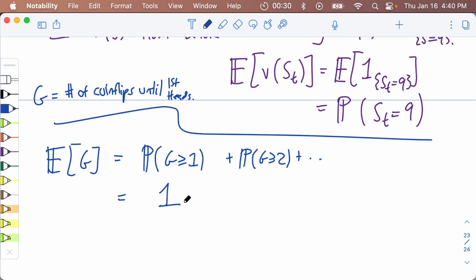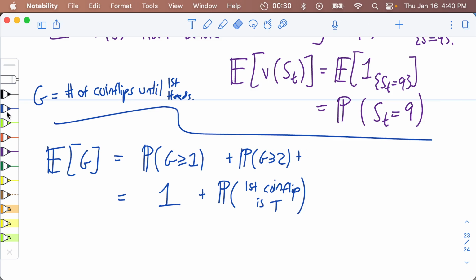What about the probability G is bigger than 2? That means you needed at least 2 coin flips. Well, it must have been that the first coin flip was not heads, right? If the first coin flip was heads, it would not take greater than or equal to 2. So this is precisely the event that the first coin flip is tails. As long as the first coin flip is tails, we don't care what happens after that. It's definitely going to take at least 2 coin flips. And this pattern will continue.